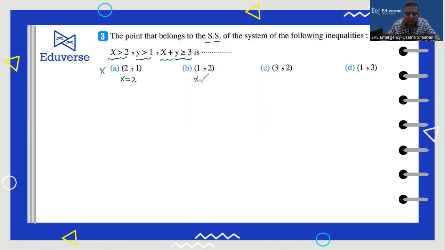B also has x equal 1, but I need bigger than 2, and 1 is not bigger than 2. Here x equals 3, yes, bigger than 2, yes. And y equals 2, bigger than 1, yes. Also x plus y, 3 plus 2 equals 5, 5 bigger than 3, yes. So we will choose 3 and 2 because this point satisfies the 3 inequalities. And here x equals 1, I can't, because x must be bigger than 2.